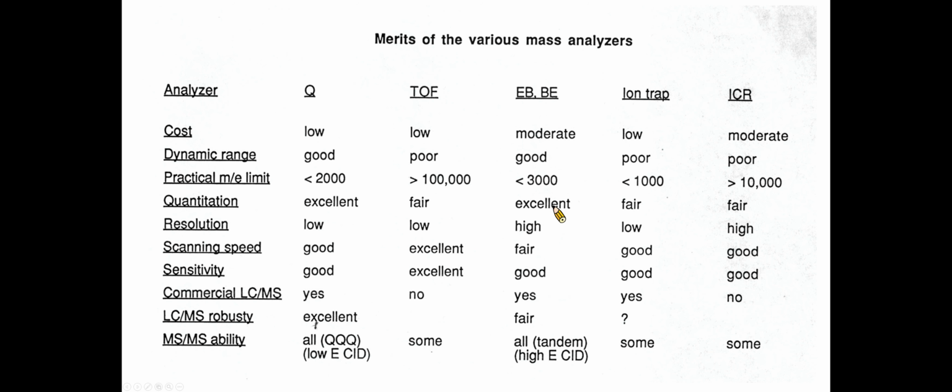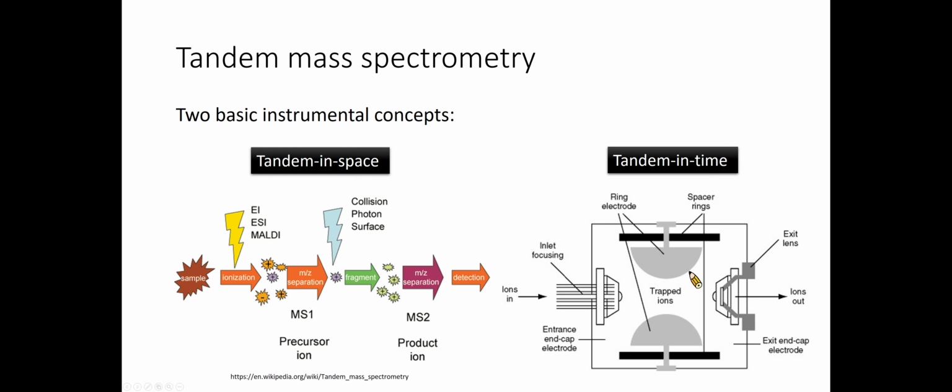This table summarizes the comparative pros and cons of these mass analyzers, just for your reference. Next, let's talk about tandem mass spectrometry. Tandem mass is also denoted as mass spectrometry/mass spectrometry, incorporating at least two stages of mass-to-charge analysis. The MS/MS analysis can be achieved based on either the tandem-in-space or tandem-in-time concept. Both instrumental concepts can be expanded to allow for multi-stage mass spectrometry.